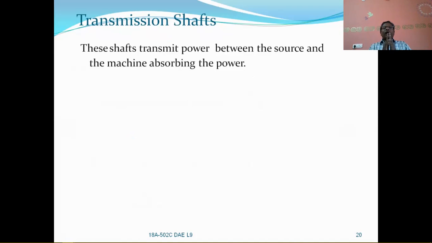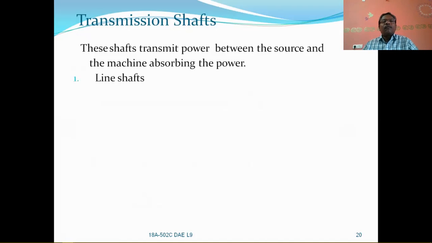These shafts are mainly used for transmitting the power from the source to the different machines which are absorbing the power. That means it receives the power from the source, that may be the electric motor or the IC engine, whatever it is, and from there it is going to transmit to the machinery which is going to absorb the power.